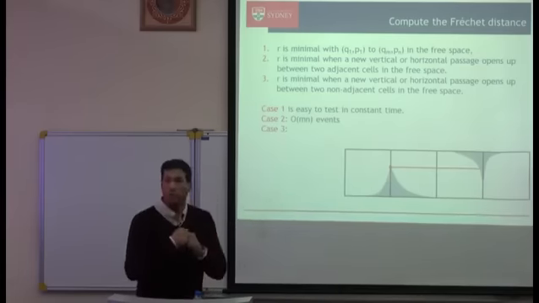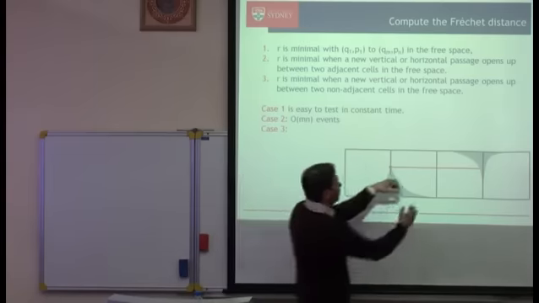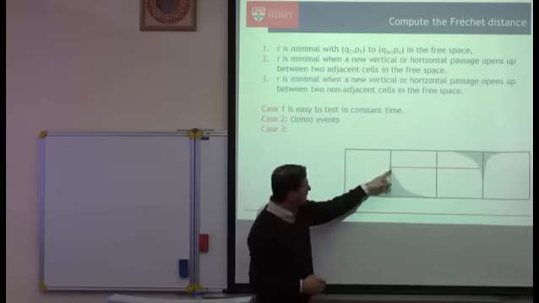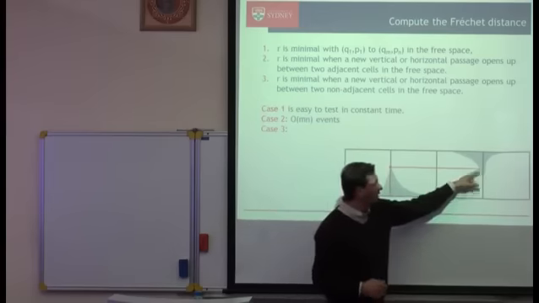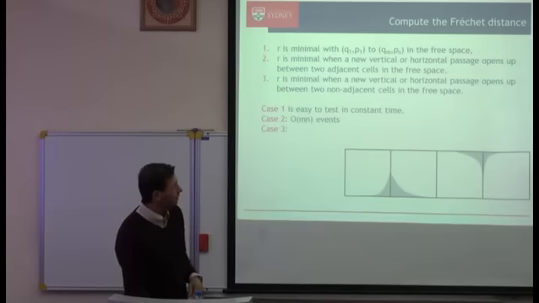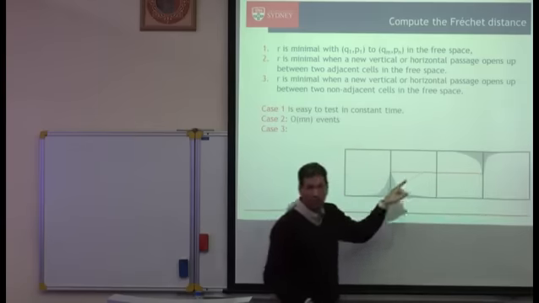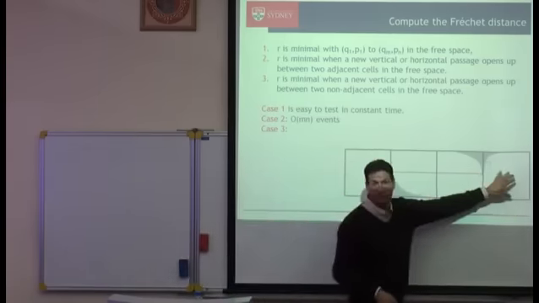But now what happens if I start to grow r? If I start to grow r, this white space will grow. That means that this top will decrease, and this one will increase. So something like this would happen. And at some point, these have the same value. And that opens up a passage going from this cell to this cell.